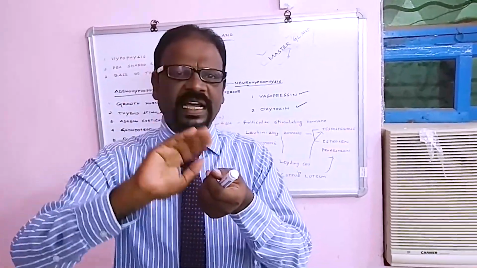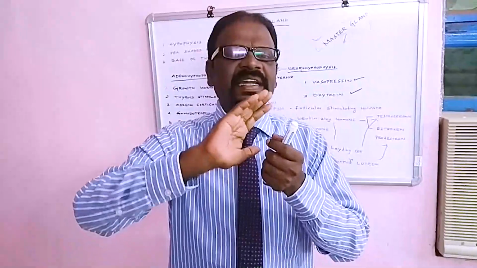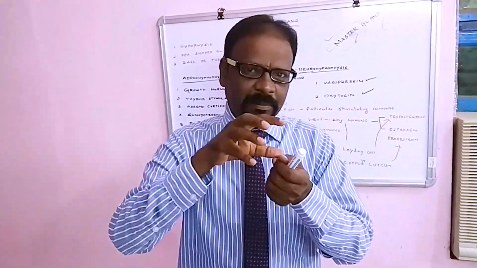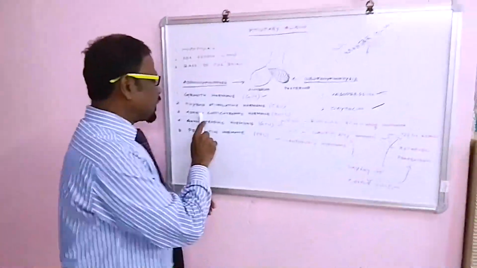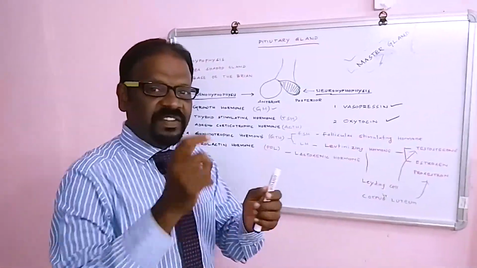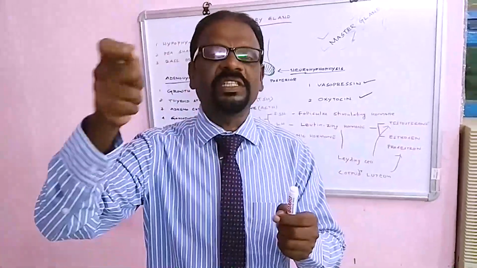One is the outer region and another one is the inner region. The outer region is called the adrenal cortex. The inner part, the middle part, is called the adrenal medulla. But what happened, this adrenocorticotrophic hormone stimulates the adrenal cortex region to produce its hormone.